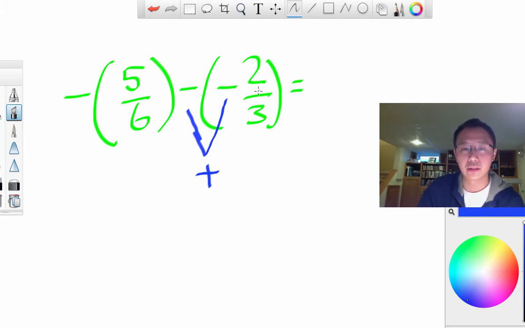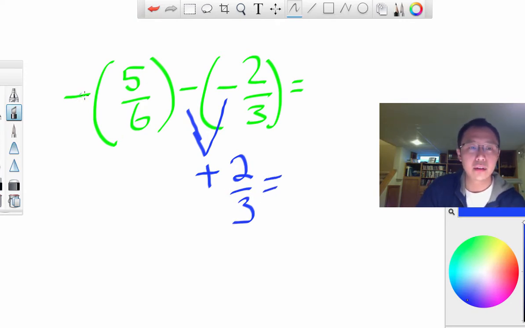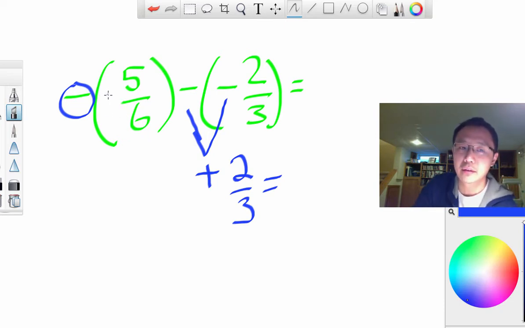I didn't do anything to the 2 over 3. I'm just going to rewrite the 2 over 3 and an equal. And then now here you have a negative sign and a bracket. And there are no signs here. But basically if there are no signs after a bracket, it's a positive number.